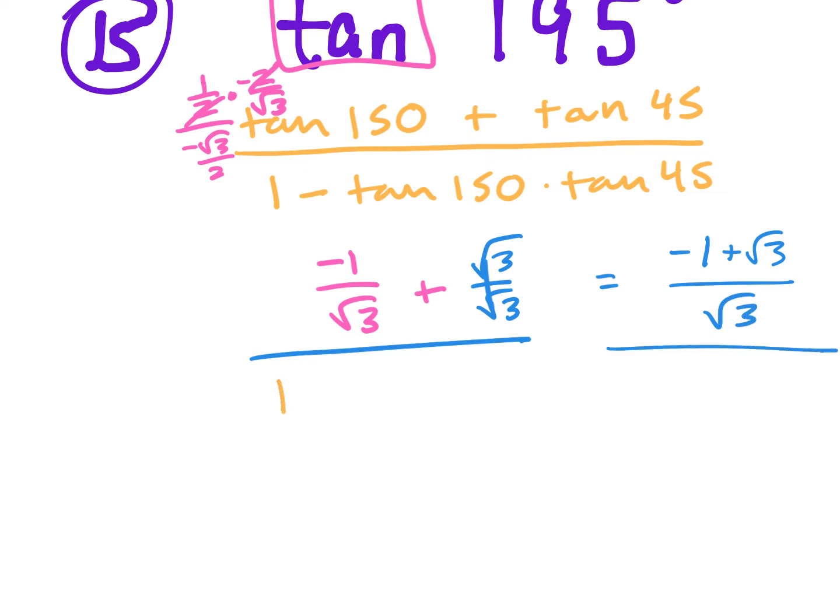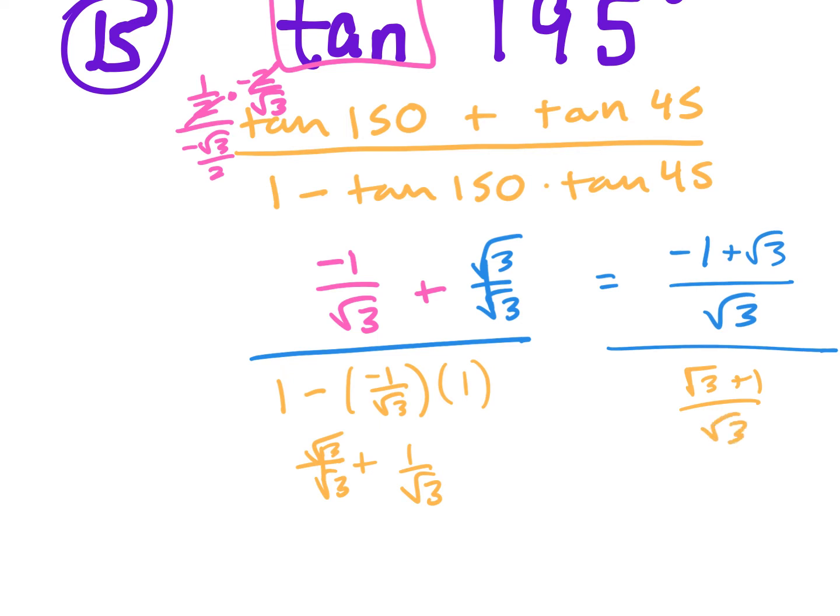Now on the bottom, I have 1 minus. Tangent of 150 is negative 1 over square root 3. And tangent of 45 is 1. So then I have 1 plus 1 over square root 3. I'm going to change this 1 to be square root 3 over square root 3. So here I have square root 3 plus 1 over square root 3.